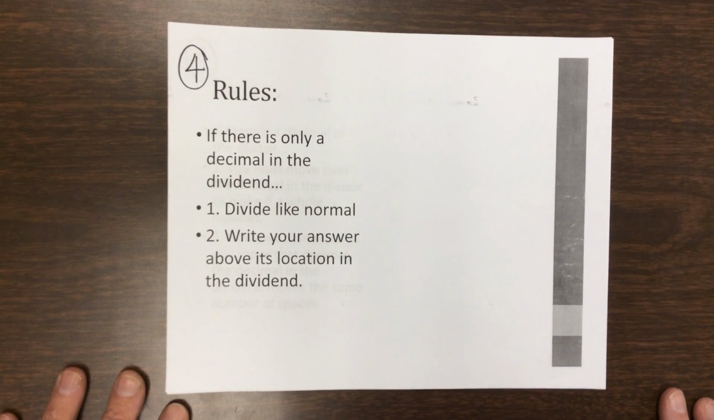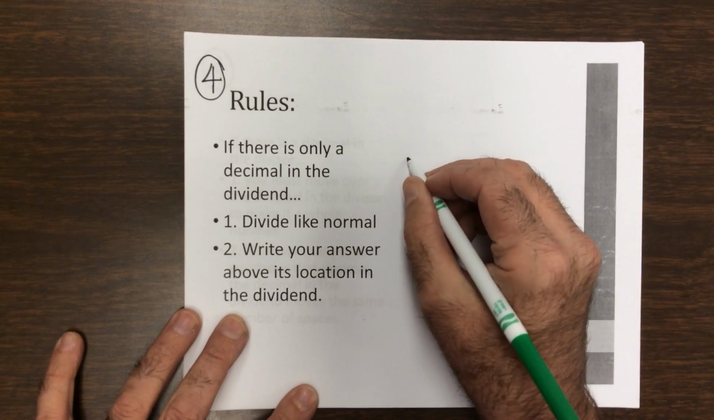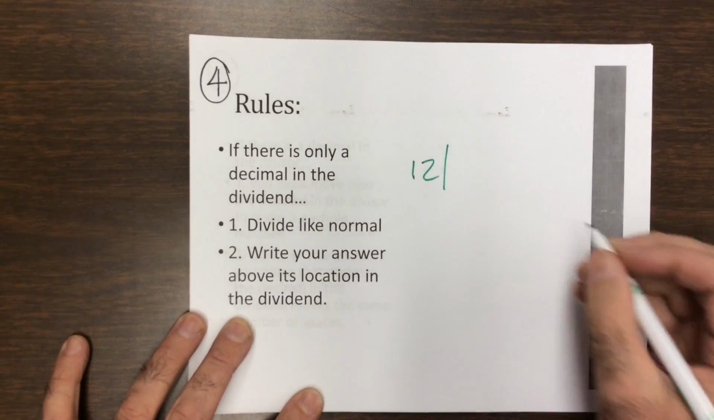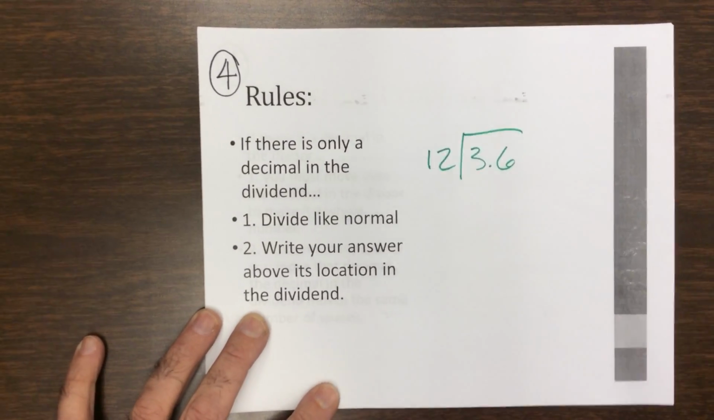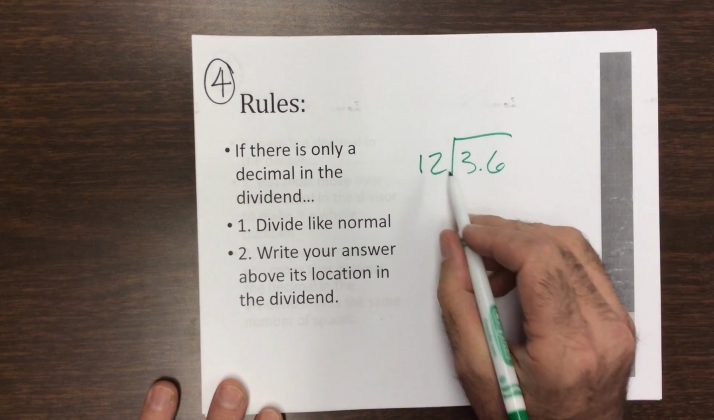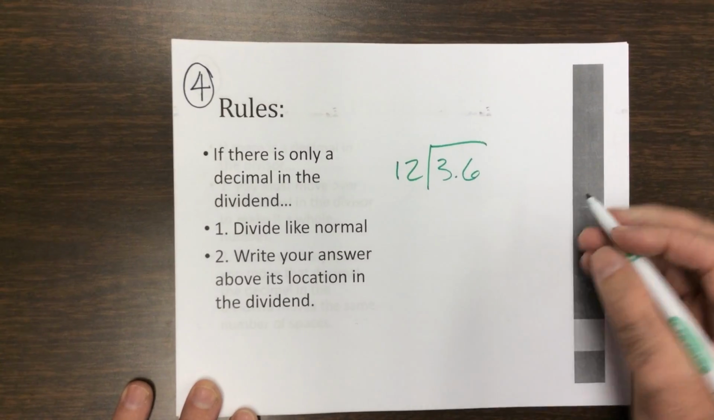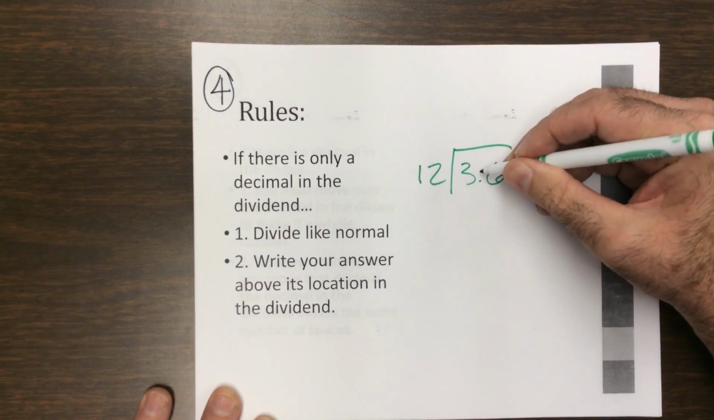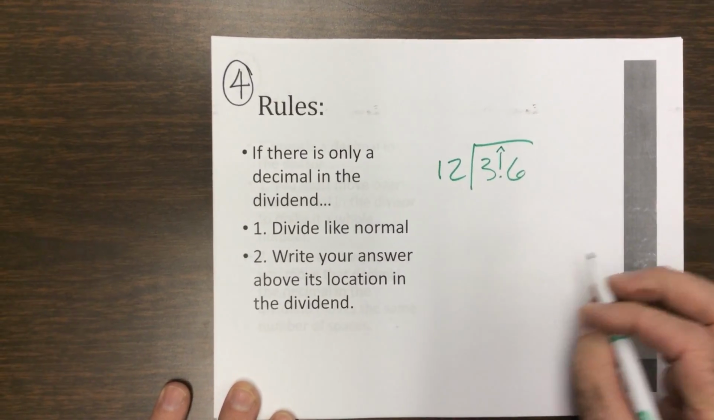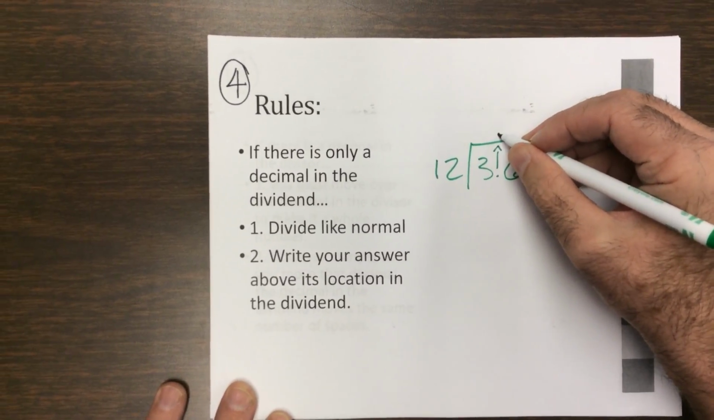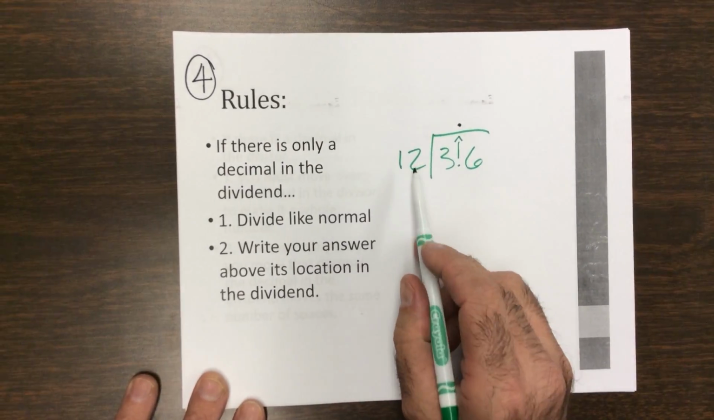If there's only a decimal in the dividend, so let's go ahead and write one out. Let's go ahead and practice. So let's divide 3.6, and we're going to divide that by 12. So we've only got a decimal in the dividend. We do not have a decimal in the divisor. What you want to do, unlike multiplication where we kind of figure out the decimals at the end, we're going to go ahead and take care of the decimals at the beginning. So let's go ahead and just move that decimal straight up, and then we're just dividing like normal.